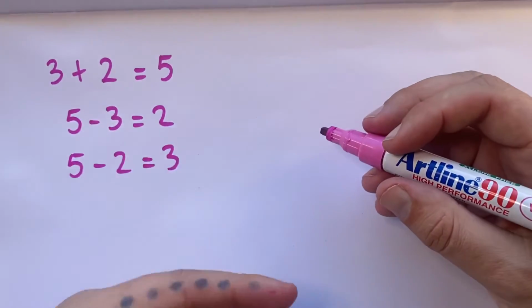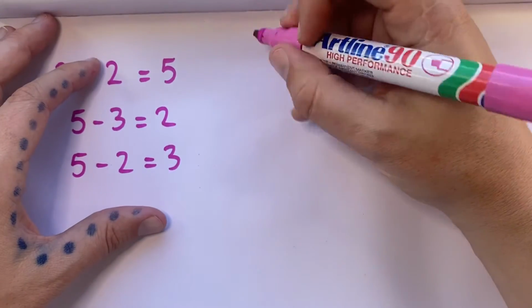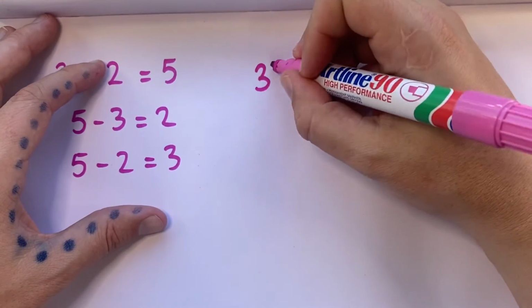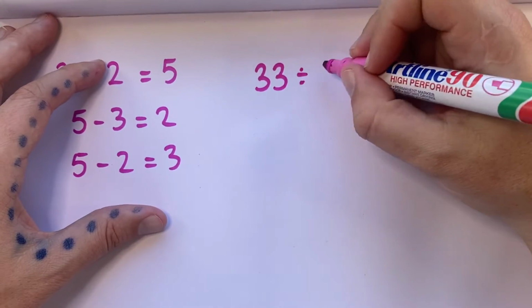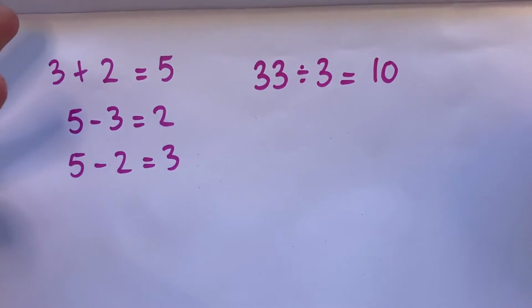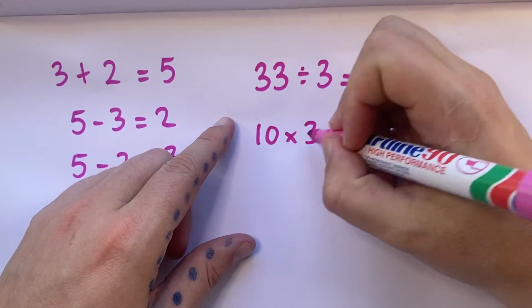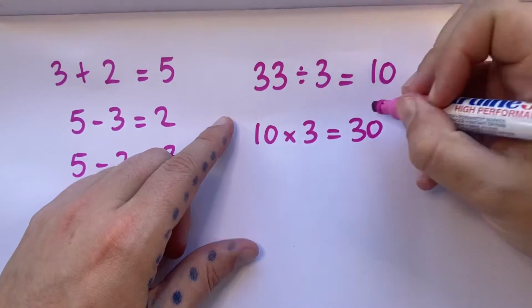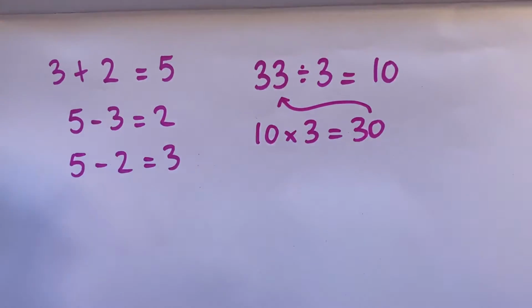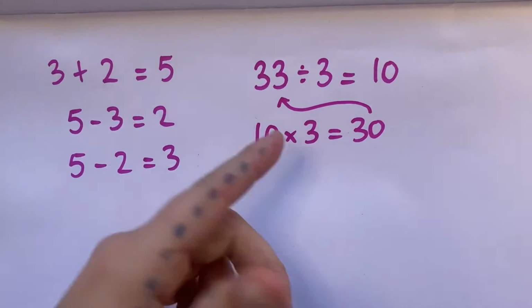So how do we apply that to the more complicated work we were doing yesterday in division? Well, if you take something like 33 divided by 3 equals 10. If I want to check that, I will then take the answer. 10 times 3 equals 30. Oh, wait a minute. It doesn't match up. I've made a mistake somewhere. So by using the inverse operation, you can see if you've made a mistake or not.